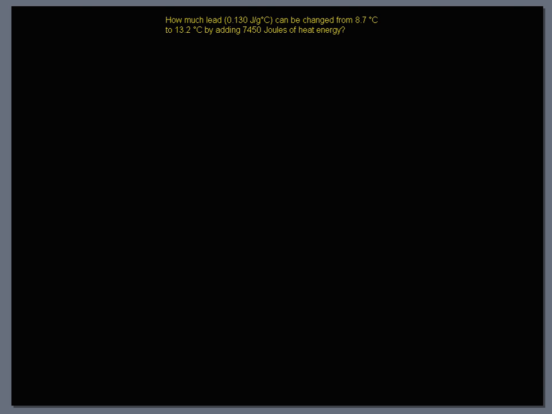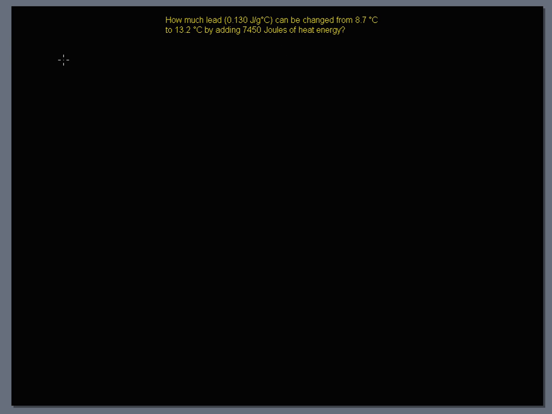So we are looking at another given heat problem. And it reads: how much lead, and you're given the specific heat capacity for lead, that's 0.130 joules over grams degrees Celsius, can be changed from 8.7 degrees Celsius to 13.2 degrees Celsius by adding 7,450 joules of heat energy.